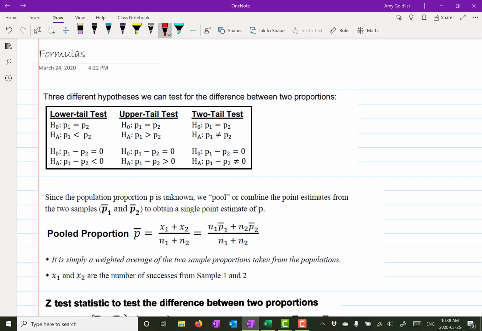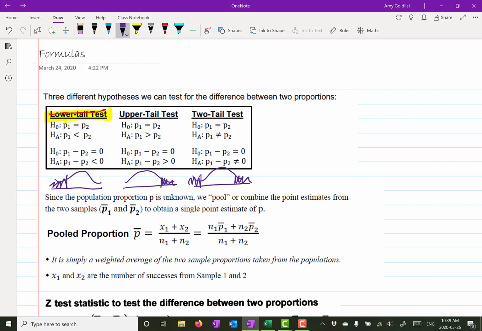There's different ways we can do this. Same as every other hypothesis test, we have lower-tailed tests. And a lower-tailed test is always going to look like this. We have an upper-tailed test. And we have a two-tailed test. They're all going to play out the same way we normally do things.